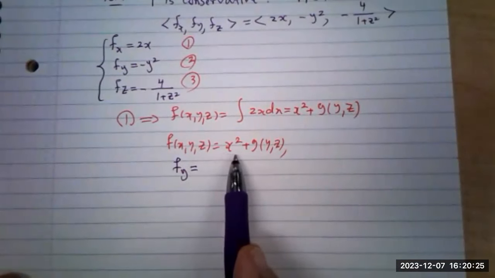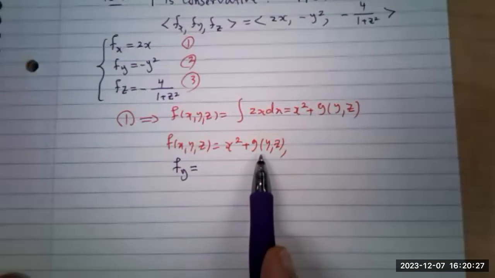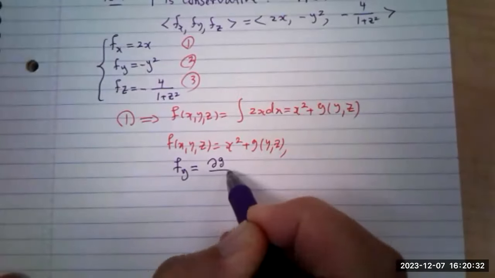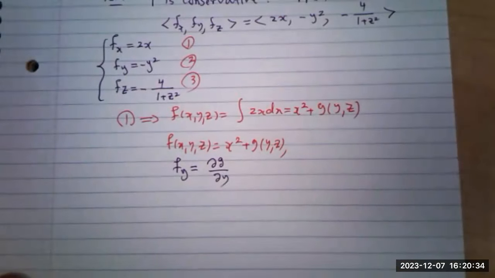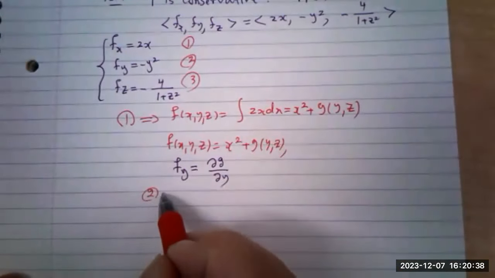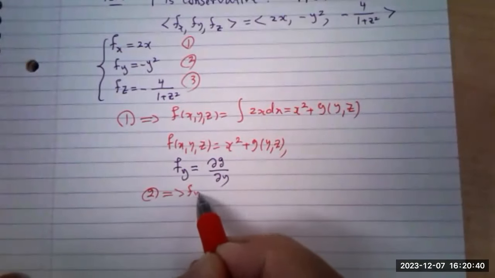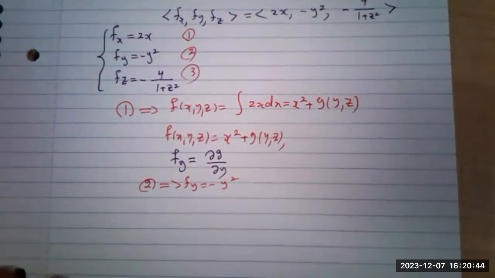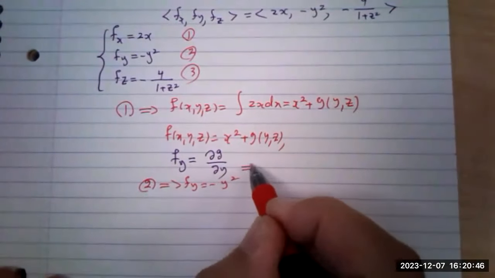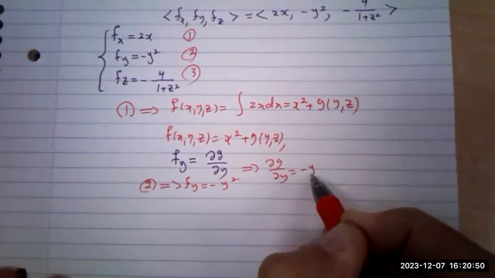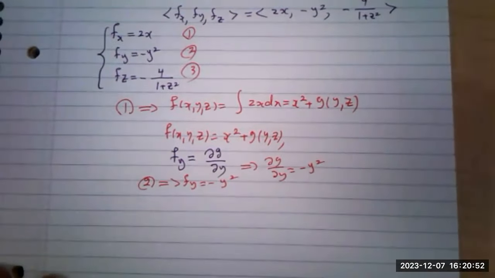So differentiate with respect to y. The derivative of x squared would be zero, so that gives you only the derivative of g with respect to y. Compare it with the number two that you have. In number two, f of y is equal to negative y squared. They must be equal to each other. So nicely, they are equal to each other. It's a negative y squared, so there is a y in it.